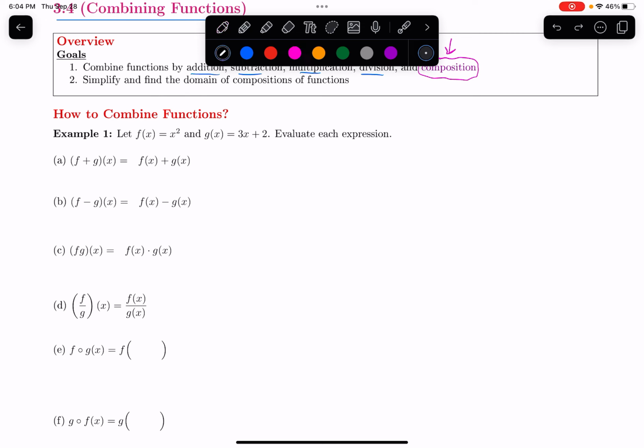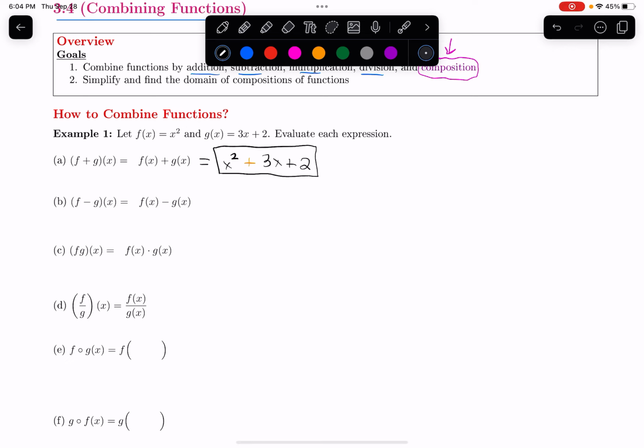Let f of x be x squared and g of x be 3x plus 2, and I want to evaluate each expression. So in part A, we have this notation that says parentheses f plus g parentheses x. And what that notation means is, well, we want to add the two functions together. That is just notation that indicates adding functions together. So my first function is x squared. I'm going to be adding that to the second function, 3x plus 2. Okay, it didn't say I need to simplify it or factor it, so it's totally fine to leave it like this because it didn't specify that.